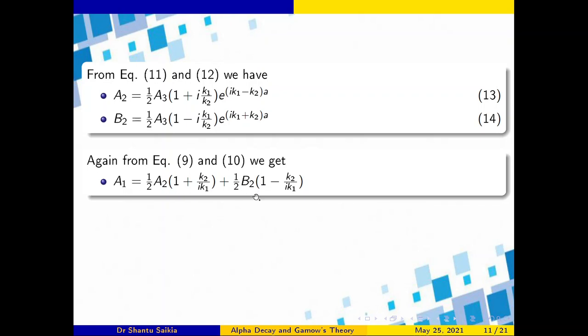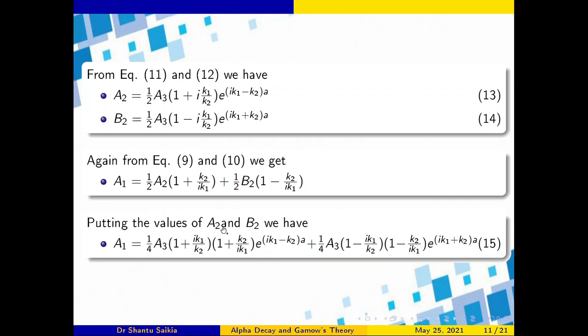Our final aim is to find a relationship between A1 and A3. Why? Because A1 is the constant for the alpha particles within the nucleus, and A3 is the constant for the alpha particle outside the nucleus. So we want to find out the transmittivity. Putting the values of A2 and B2 from this in this equation, we end up with a relationship between A1 and A3. A1 is related to A3 by this equation.